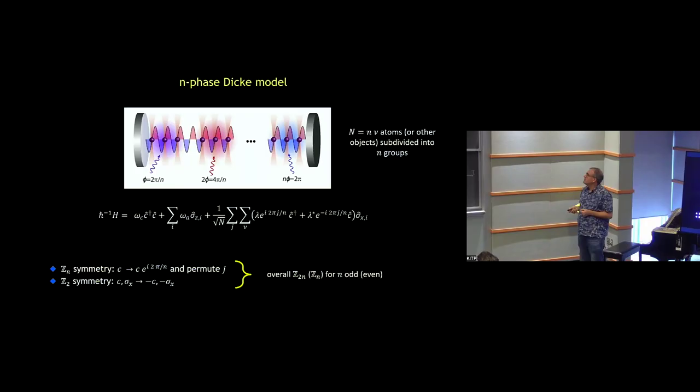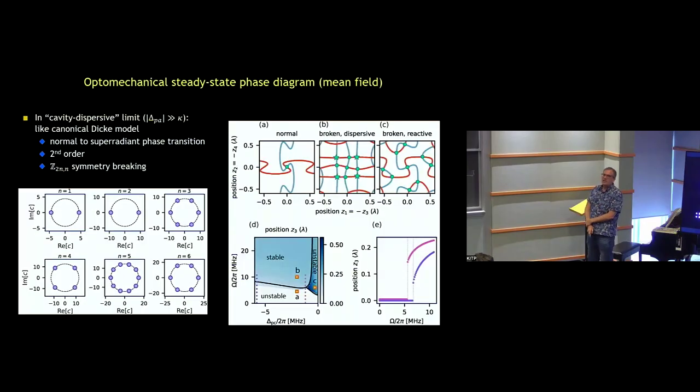Okay, so this is the n-phase Dicke model, just a simple extension of the previous model, but using a sequence of complex coupling strengths to the cavity mode. This system turns out to have a richer symmetry, either a Zn or a Z2n symmetry, depending on the number of blocks that we've built into the system. And now here's what we obtain, at least theoretically, for the phase diagram of this driven dissipative system. So here's the phase diagram.